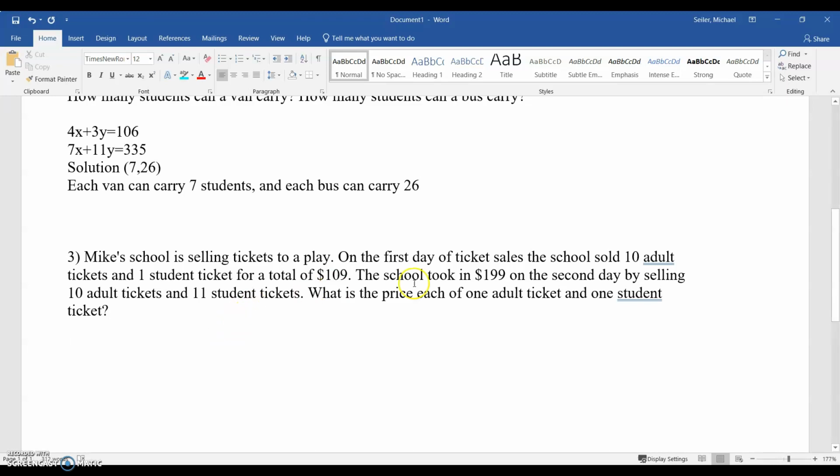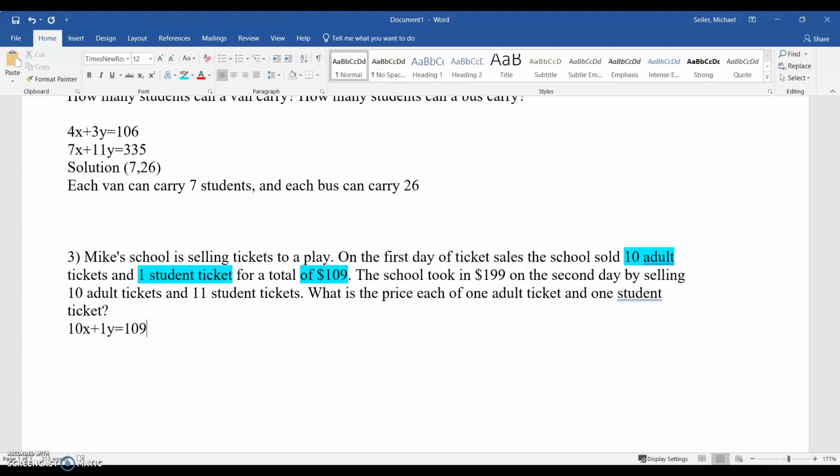All right. So first day, we have 10 adult tickets, 1 student ticket, and a total of $109. So I had 10 adult, 1 student, and the total was 109.